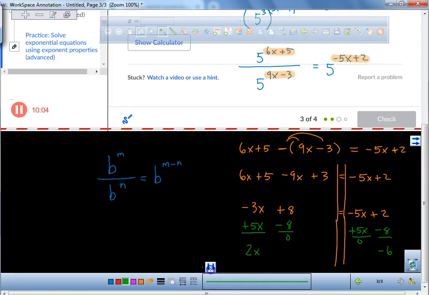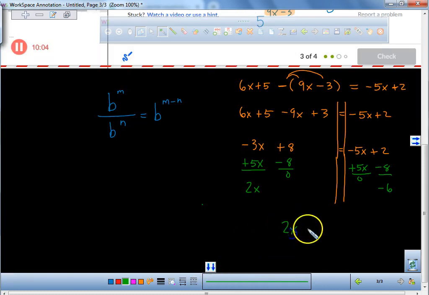Whew, I'm almost done. It's just so close, I can just see the finish line. Not in my teaching career, but in this problem. Divide both sides by 2. And what is x equal to? That's what I got, negative 3.